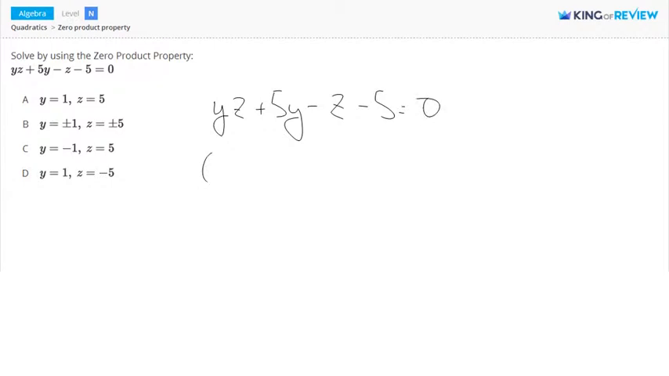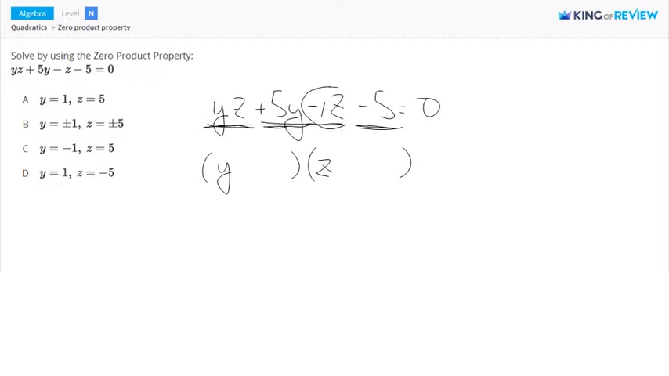Now let's think about a way to factor this. We saw a similar problem to this previously. It says yz, which means that we have to have a y and a z here. And it also says negative z, which means it's a negative 1z, kind of, and a 5y. So we have to have a negative 1 and a 5.